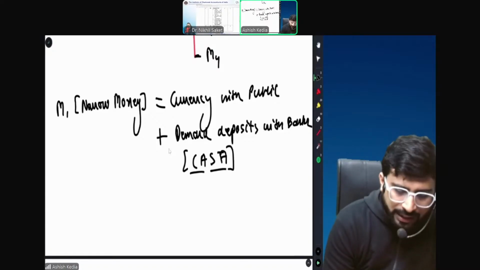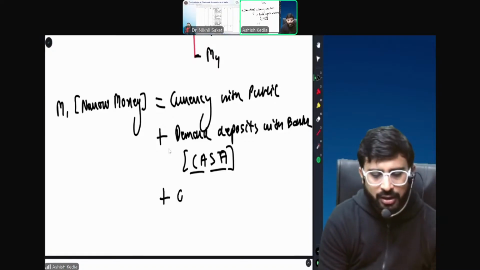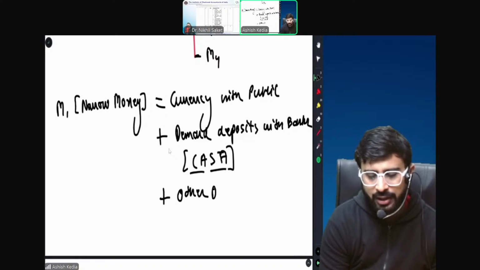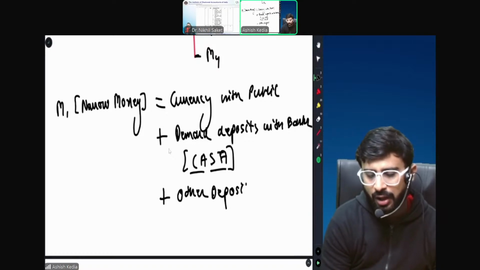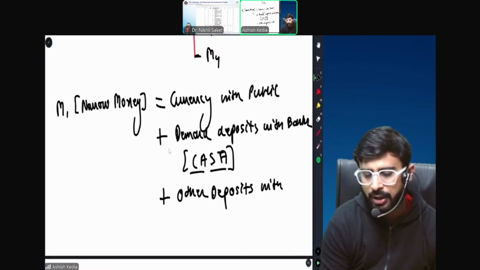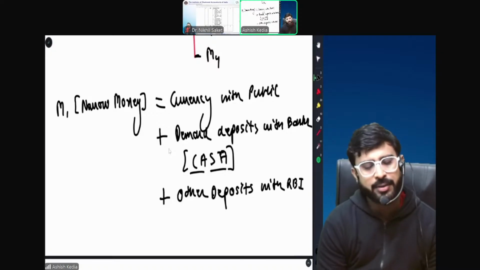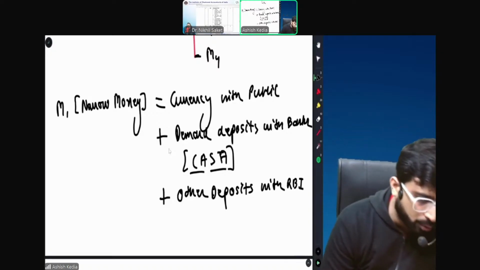And then any other deposit with RBI comes under M1. Other deposits with RBI, any other deposit that RBI might be having. So M1 is called narrow money.